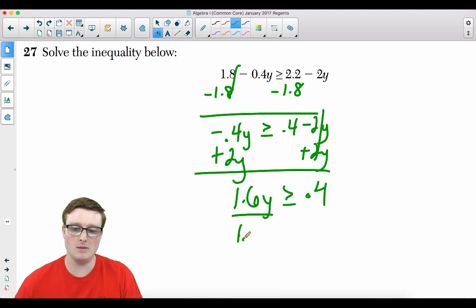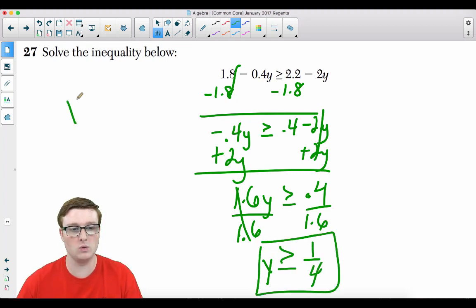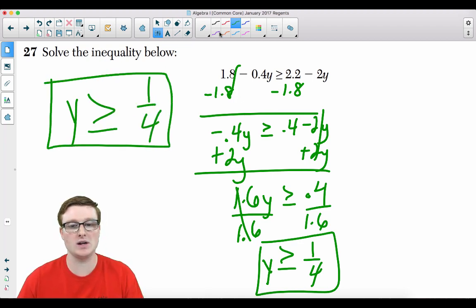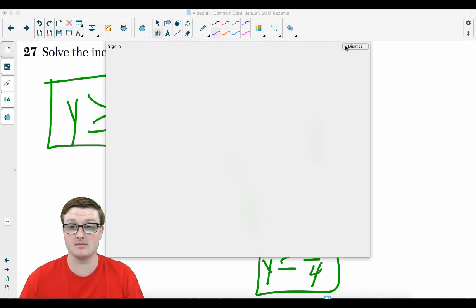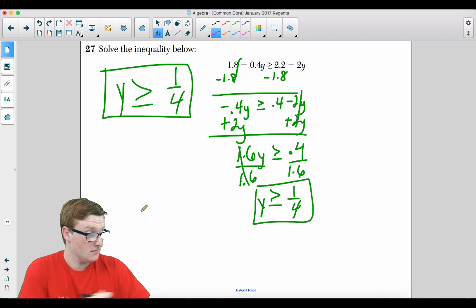Now we're going to divide by 1.6 on both sides, and you get y is greater than or equal to, when you type that into your calculator, you get an answer of 1/4. So y is greater than or equal to 1/4. This is just one of those questions where you take the two points and run with it. All right, and that's your answer for question number 27. All right, moving on to 28.